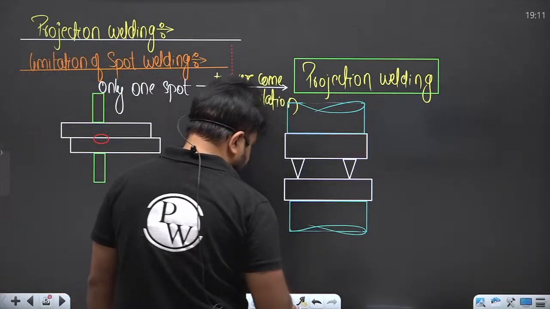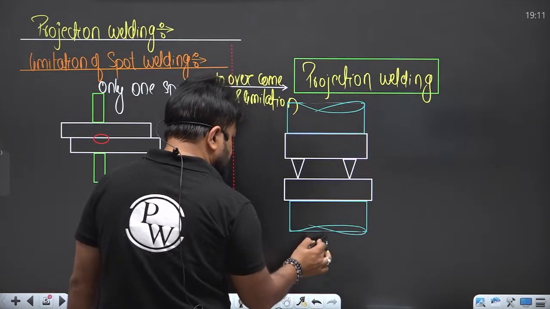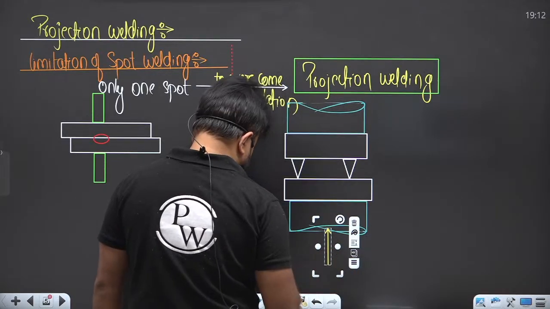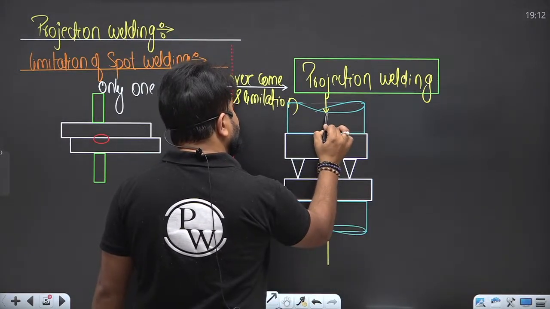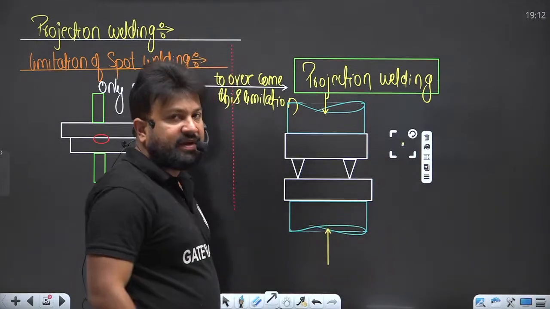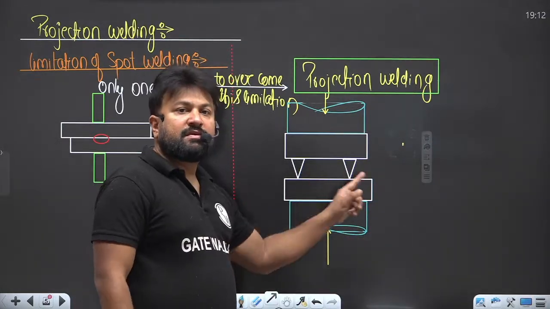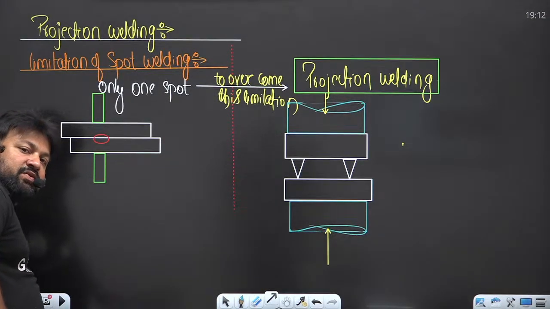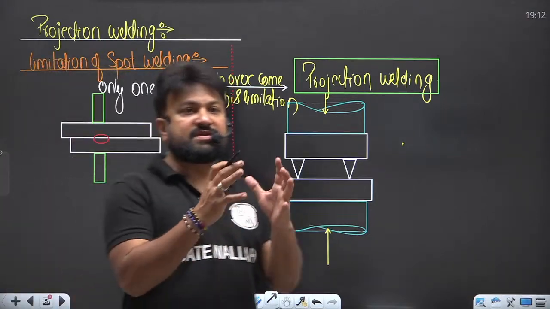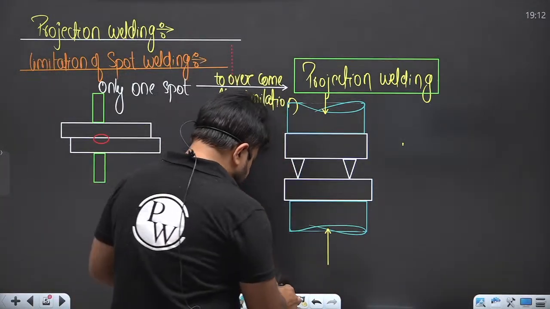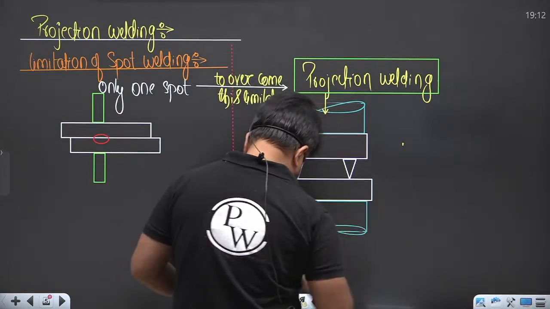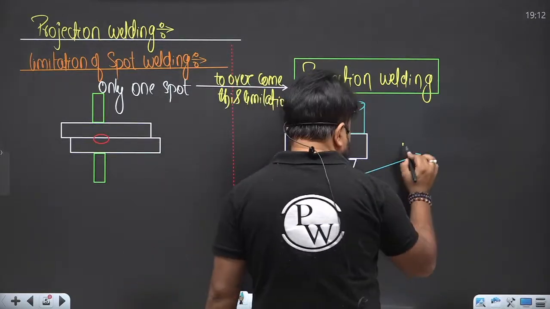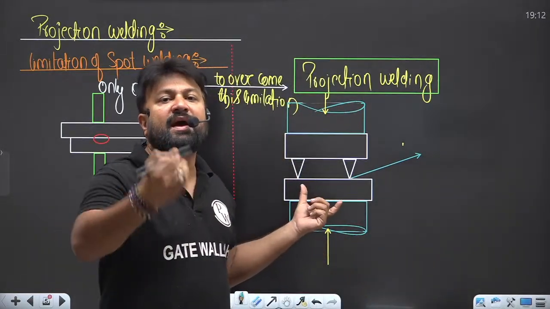Now we are applying the pressure here. See here, we are applying the pressure along with that, current is going to be applied. So at this zone, what is going to happen? At this zone, my dear, dimples are embossed, right? So at this zone, fusion will happen.